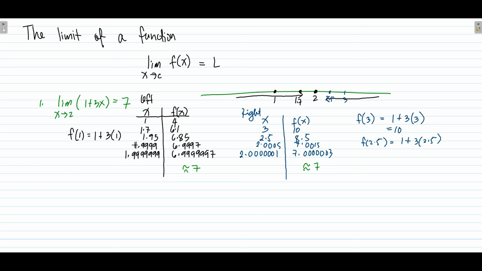So kapag tinanong ano yung limit ng 1 plus 3x kapag in-approach is 2, the answer is 7. So that is the idea of getting the limit of a function. So we do not directly substitute yung 2 sa function so that we will be able to get instantly yung limit. Pero later on, matututunan nyo yung iba't ibang ways to do or strategies to find the limit of a function.